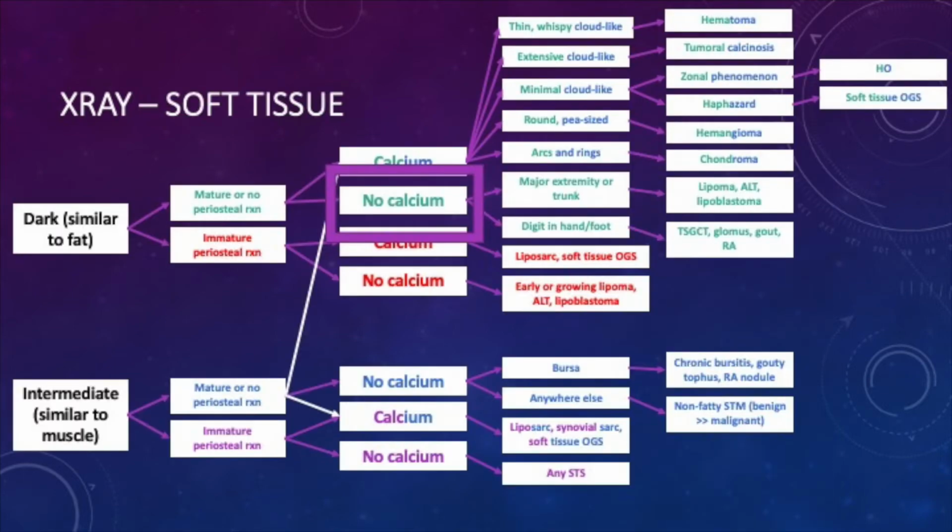So now that we have no calcium, we need to know, is this in a major extremity or the trunk, or is this in a small digit in the hand and foot? Well, it's a forearm. It's not in the hand, it's not in the foot, so we've now got a major extremity.